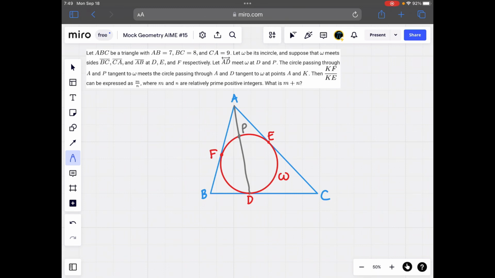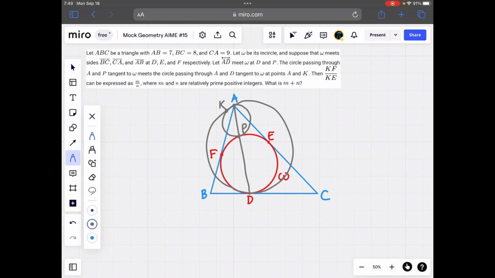We're given the circle passing through A and P tangent to omega, which is this circle here. And then another circle passing through A and D tangent to omega, which is this circle. And that intersects the circle I described earlier at points A and K. And the second point, K, we want to find what is KF over KE.